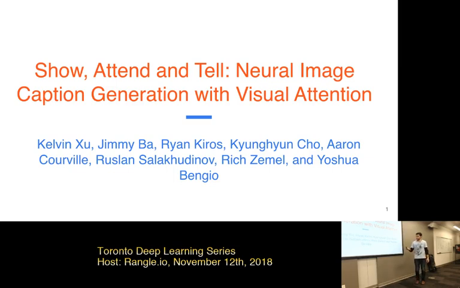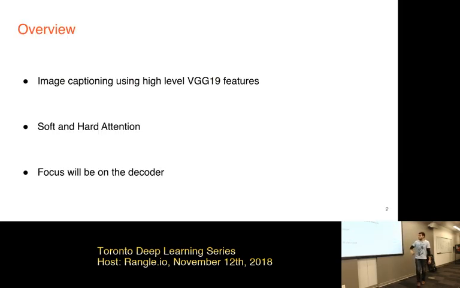So let's get started. The general overview of the paper is that they perform image captioning using high-level VGG19 features. There are two types of attention mechanisms proposed, soft attention and hard attention. Most of the focus in this paper is on the decoder side.